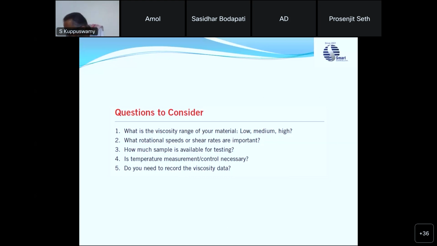Then temperature is also a very important factor. So is a temperature probe required? And how do you want to record the viscosity data? Like through a printer or through PC software, or do you want to record by visual indication? It all depends.